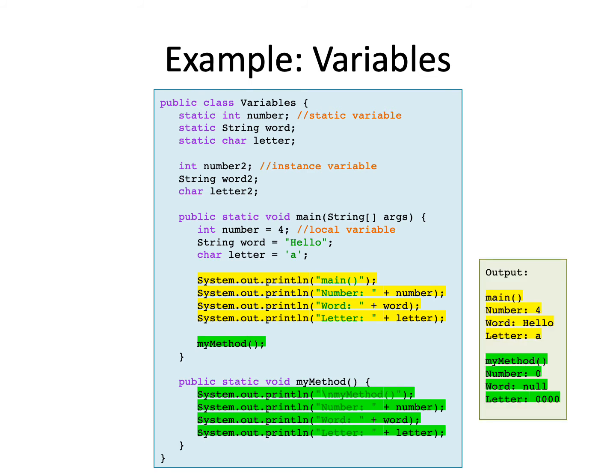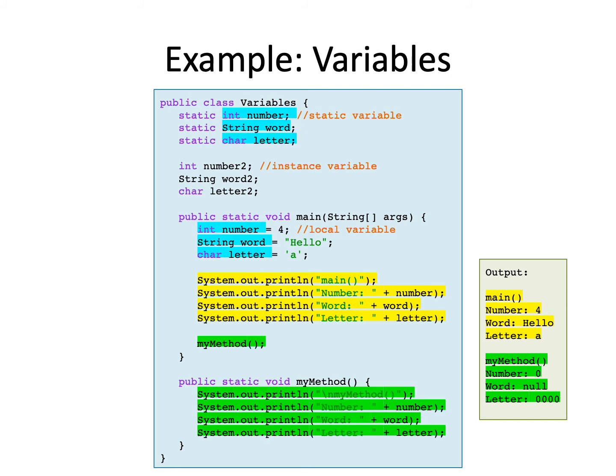When we run this code, the output is, within the main method, number has the value of 4, word is hello, and the letter is A. In my method, the output is number is 0, word is null, and letter is 0000. Why do they have different values?